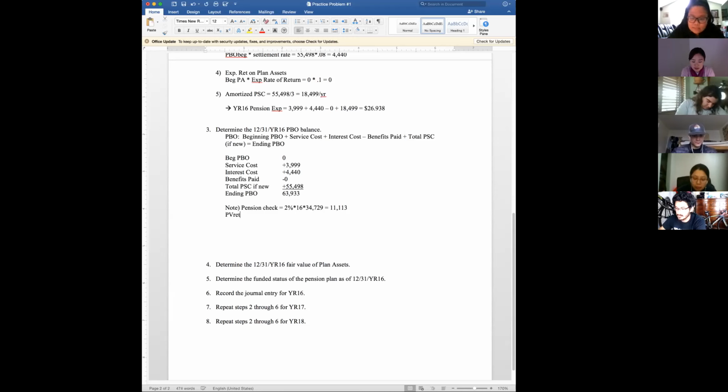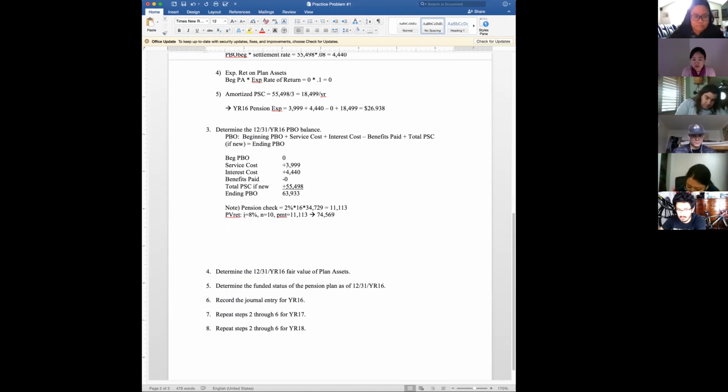Present value at retirement, the interest rate is 8%. Number of periods: for the first present value in any calculation, how many years will the retirement check be paid? How many times? 10. Good. 10 payments of 11,113. Then the present value at retirement is 74,569.